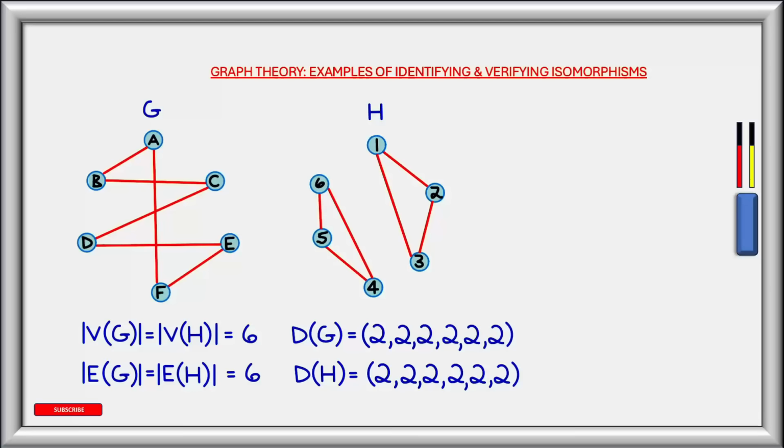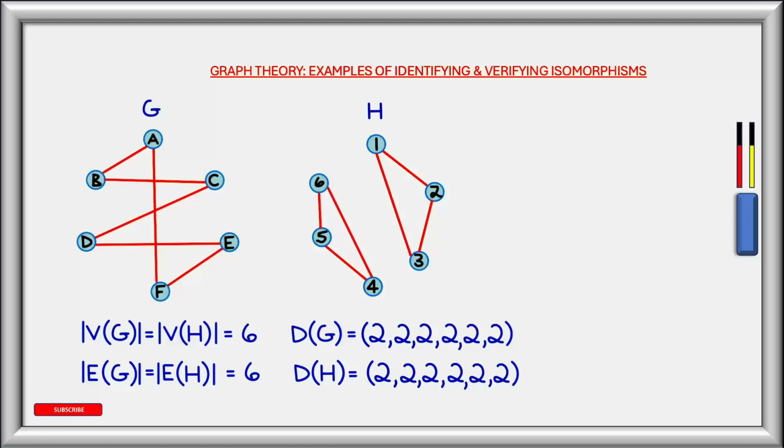Next, to show that there is an isomorphic relationship between the two graphs, we need to show that the cycles within each of the graphs are the same. So they need the same number of cycles, and each of the cycles needs to have the same length. So to find a cycle, we start at one vertex, travel along the edges to other vertices, and then we end up back where we started.